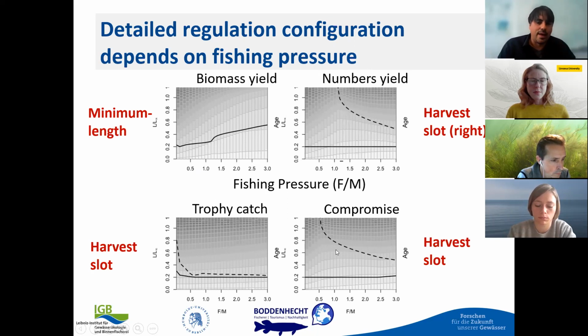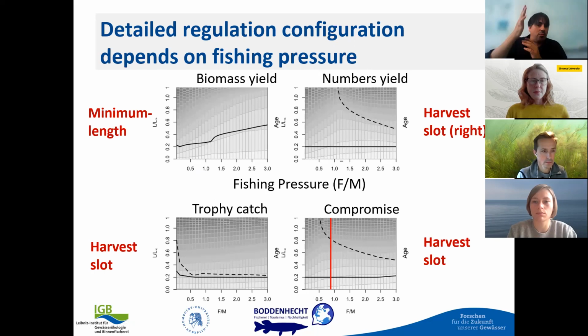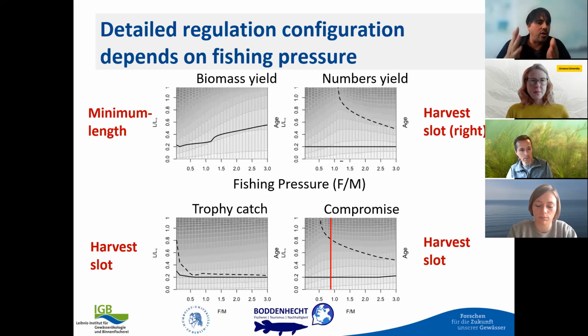And in a compromise, unless the fishing mortality is really small, you will always get a harvest slot being optimal. Now, this red curve is where the current Rügen fishery basically lies. So we would argue, based on our model, that in our fishery, which is currently a minimum length-based fishery, a harvest slot probably creates a better compromise among those multiple objectives, and we have a fishery where we have both commercial and recreational interests.